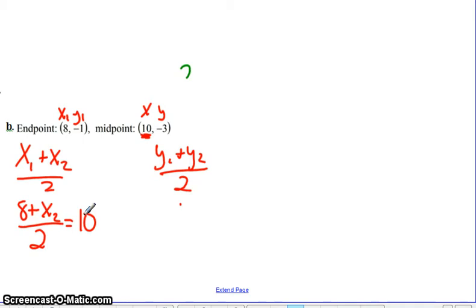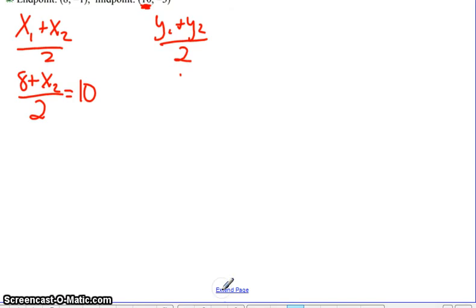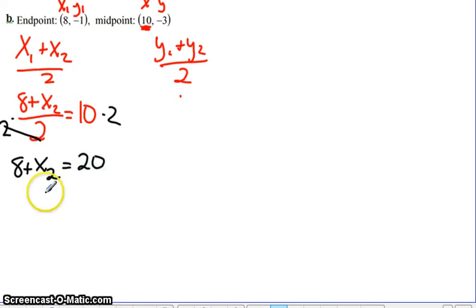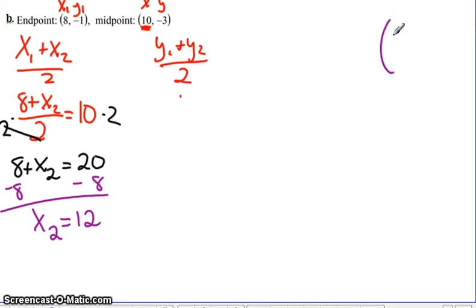Remember, I'm not going to work the y side yet. We're just going to focus on the x's. To get rid of the 2 at the bottom, remember you have to multiply both sides by 2. That cancels, giving me 8 plus x2 equals 20. Then we subtract 8 from both sides, so x2 is going to equal 12. That means the x value of my second endpoint is going to be 12.